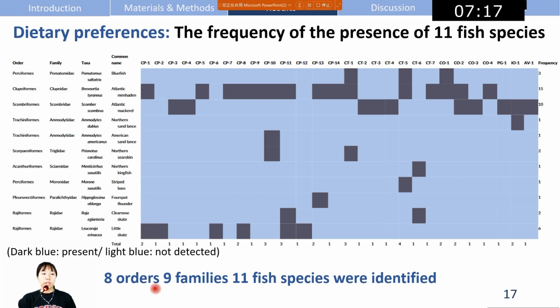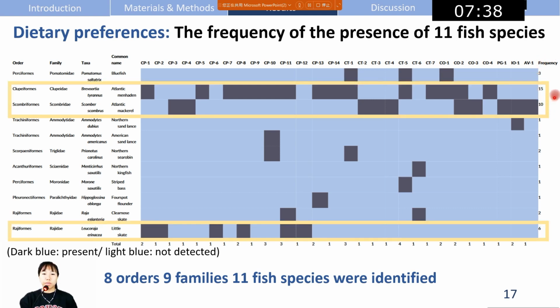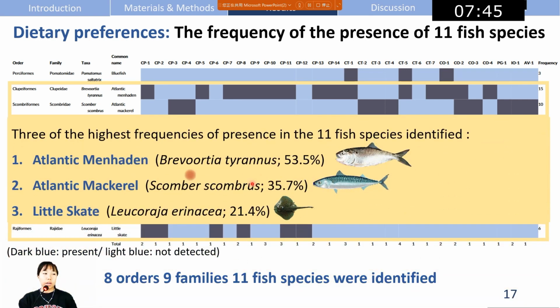So overall, the fish taxa consist of 8 orders, 9 families, and 11 fish species. Furthermore, we can observe that this row means the frequency of prey presence. We can observe that 3 of these have the highest numbers, and they are Atlantic menhaden, Atlantic mackerel, and little skates.